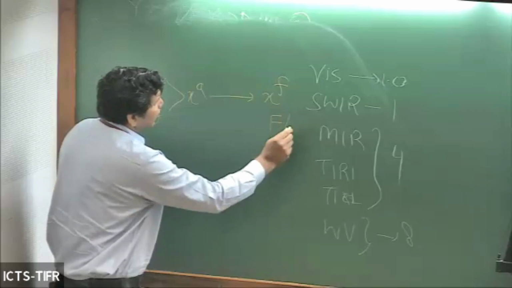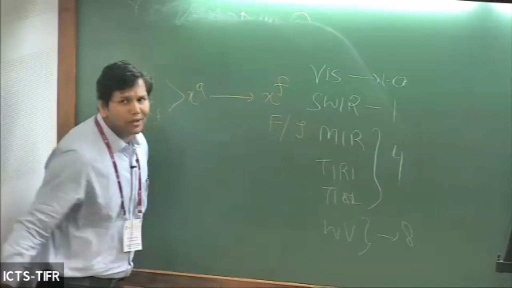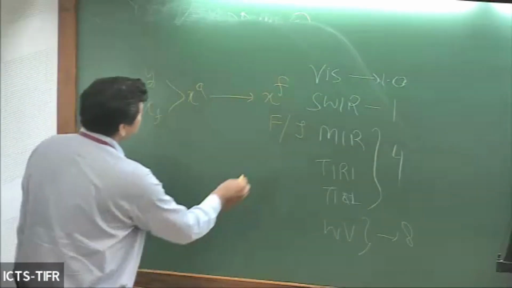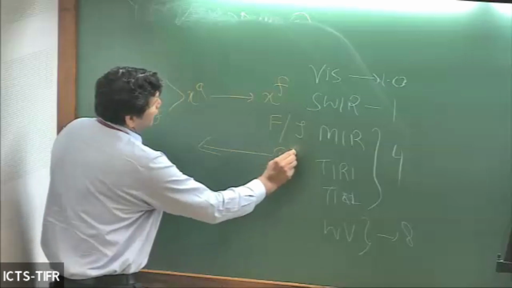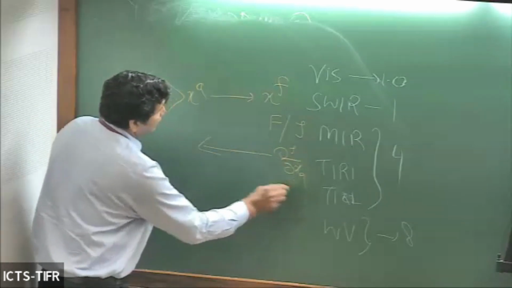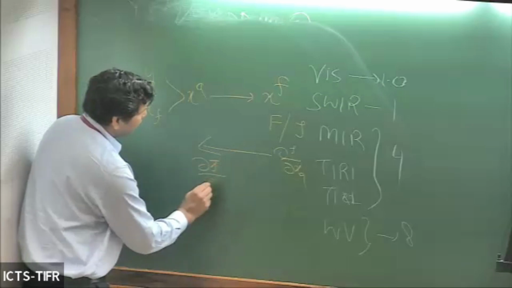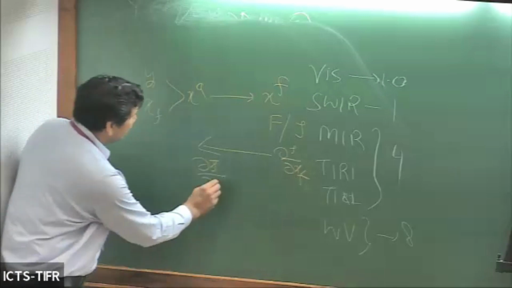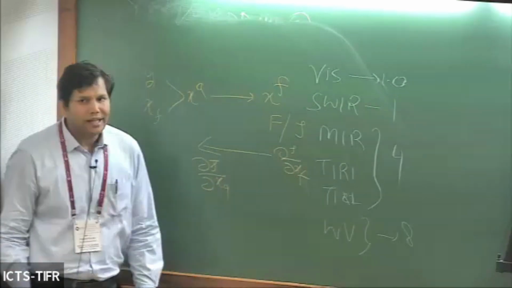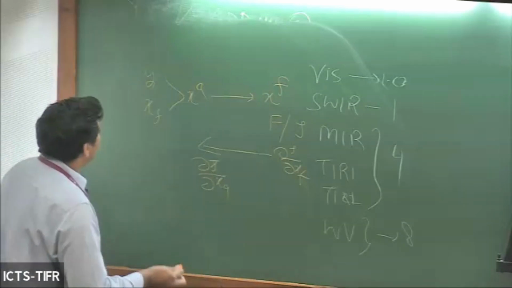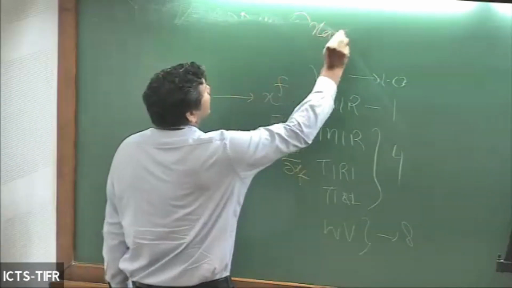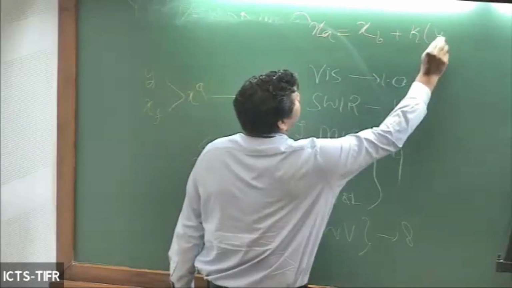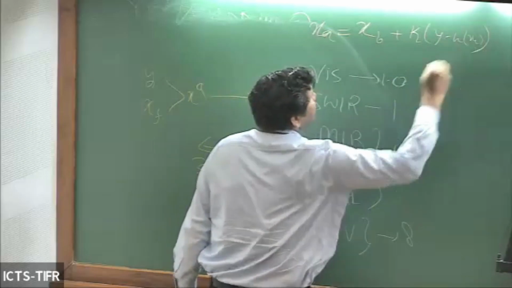Maybe you can call this F or maybe J, a cost function based on some truth available at that time. Then we use the adjoint model, and from delta J upon delta xf, at the time of forecast, we calculate the value of delta J by delta xa. Now, you know this thing: xa is equal to xb plus K times y minus H of xb.